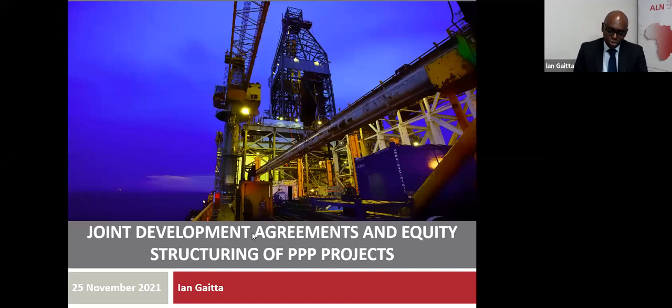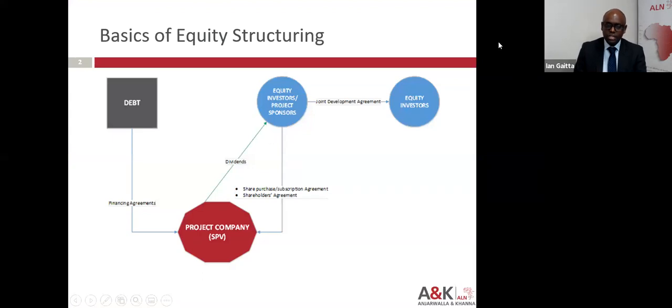So today we want to introduce equity structuring in the context of PPPs or project finance transactions. And as we mentioned last time, the financing for a project will typically involve both debt and equity, debt from third-party lenders and equity from investors. So today we want to focus on the equity structuring piece of it.